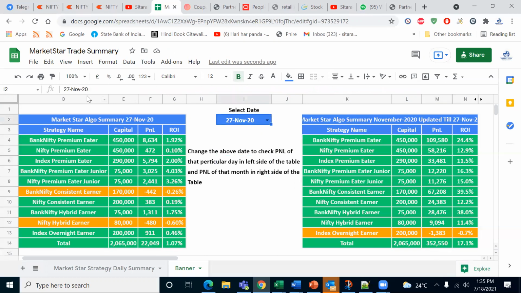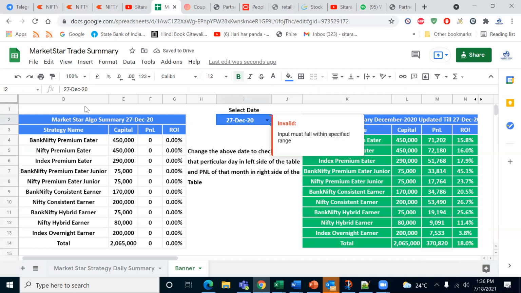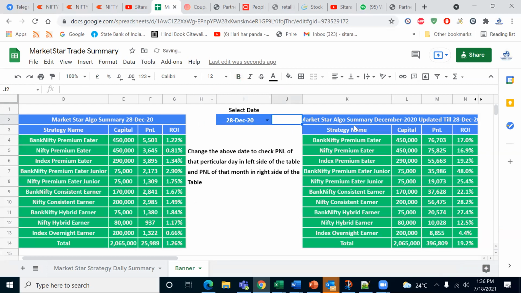So let's make it December. This is also not a correct date. By end of December, if you see index premium meter in December, it was a jackpot, 55,663. What I mean is, every month starting from October, it has given more than 10%.